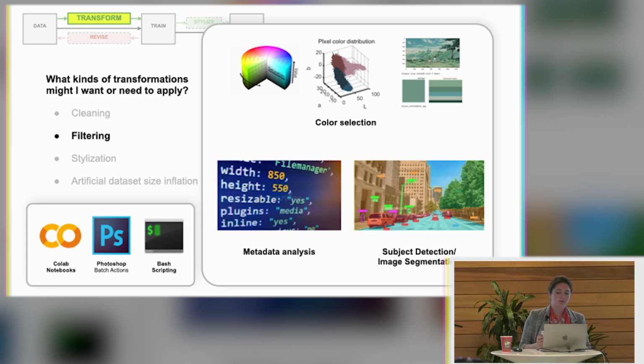Metadata analysis is also useful. Some of those APIs that I mentioned before also include metadata, for example, caption information or geolocation or categories for tagging. That can be a useful way of filtering. And then subject detection or image segmentation. A lot of these are used for computer vision, for selecting a specific object, but can also be really useful for filtering. You can say, I only want pictures of cats and not pictures of dogs. There are a lot of libraries out there for subject detection that can segment images.